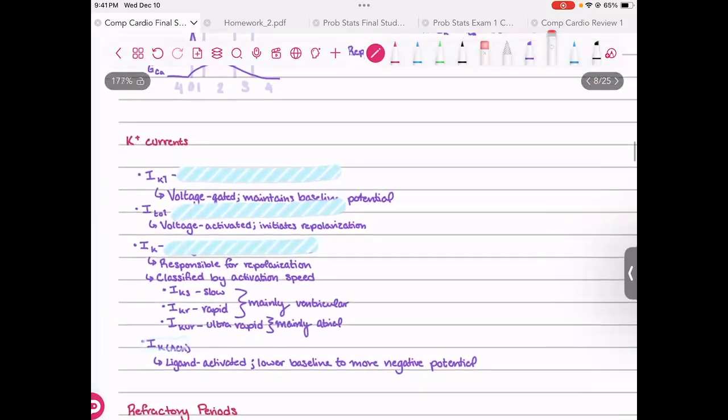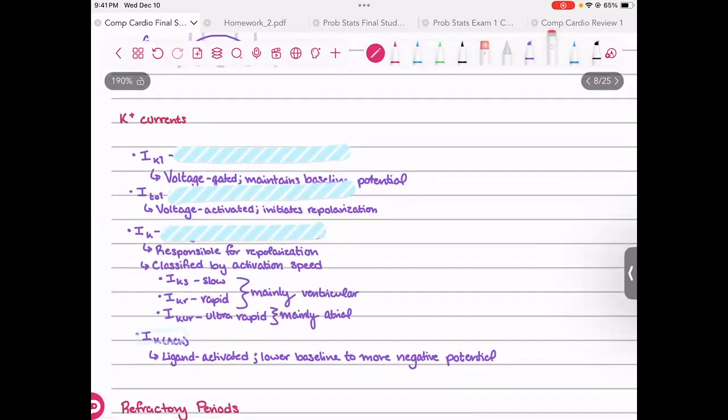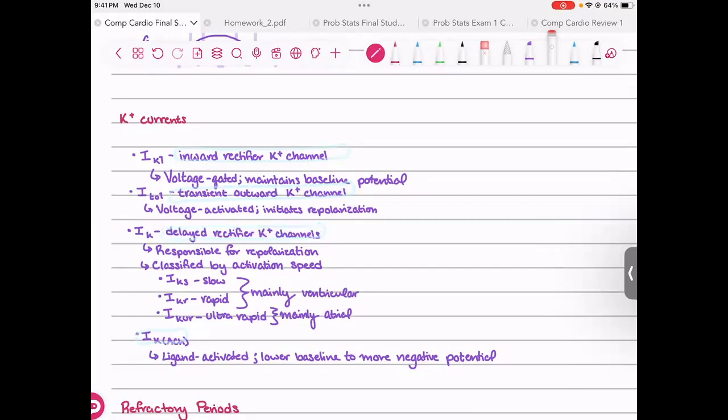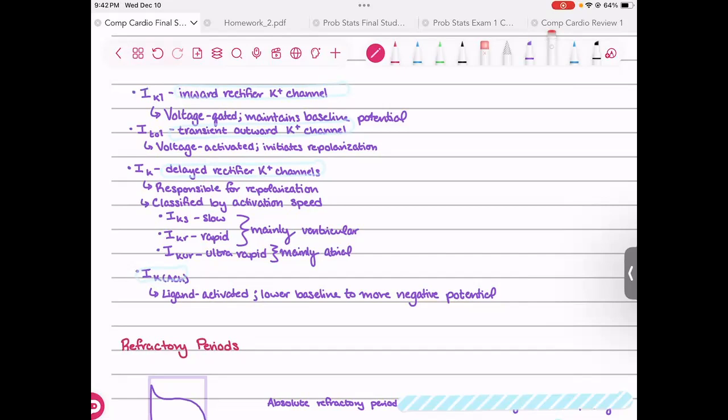In terms of the different potassium currents that you might need to know, we're starting with the inward rectifier potassium channel, and this is responsible for keeping that membrane baseline potential. Then for the transient outward channel, this one's voltage activated, and it initiates the repolarization that we saw. Then for the delayed rectifier potassium channel, this one is responsible for that repolarization that we saw, and it's classified into 3 forms: slow, rapid, and these are both in the ventricle, and then ultra rapid, which is mostly in the atrium. Finally, you have that acetylcholine-based potassium current, and this one's ligand activated instead of voltage activated, and it lowers the baseline to a more negative potential.